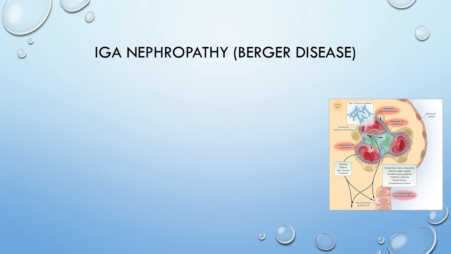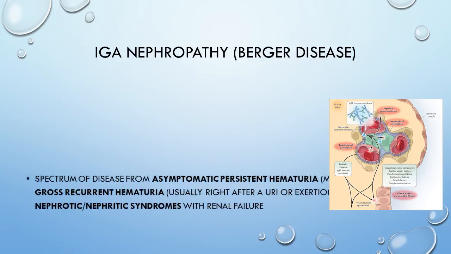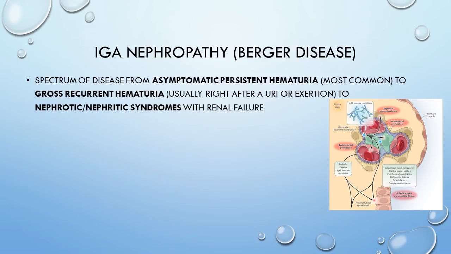IgA nephropathy, also known as Berger disease. This is a spectrum of a disease that can range from asymptomatic persistent hematuria, which is the most common form of IgA nephropathy, all the way up to gross recurrent hematuria. That's usually right after an upper respiratory tract infection or physical exertion. And it can go all the way to nephrotic or nephritic syndromes with renal failure.